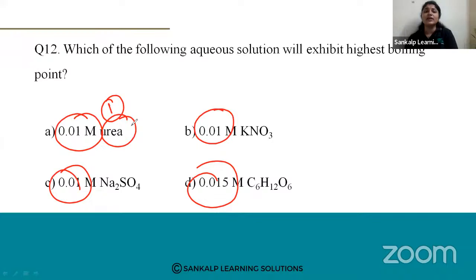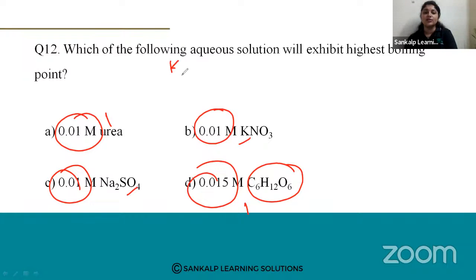You need to remember what electrolytes and non-electrolytes are. Electrolytes are those which dissociate, and non-electrolytes are those which do not dissociate. Sucrose, glucose, fructose are heavy compounds which will not dissociate, so the value will be 1 here, and here also the value will be 1.